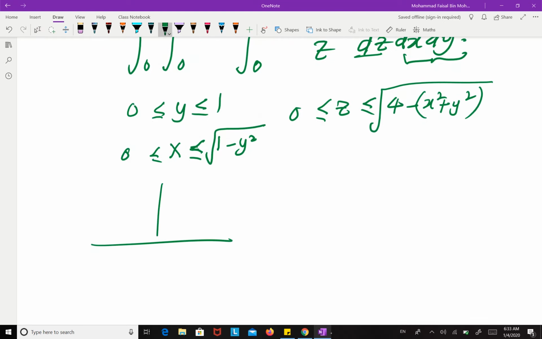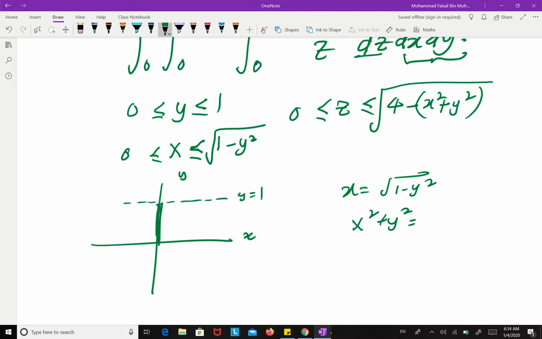So if I draw this, 0 to 1, this is x, this is y. 0 to 1, so I just cut y equals to 1. And then we have x equals 0, which is here. And then x equals the square root of 1 minus y squared; square both sides, we get x squared plus y squared equals to 1. Because they only consider the positive part, only for x at 0 and y equals to 1, so only this circle.